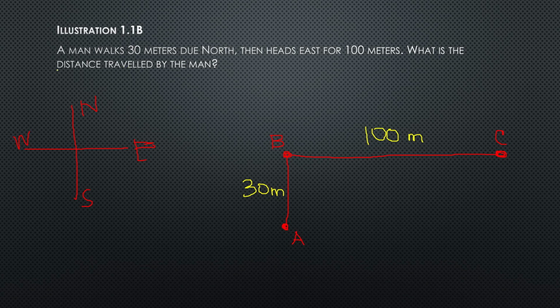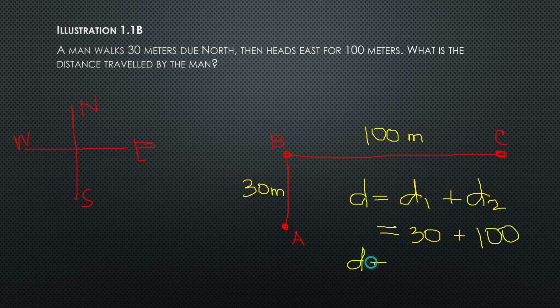Now, the question is, what is the distance traveled by the man? The distance is the actual path it travels, so from point A to B going to C. So the distance traveled will be equal to distance 1 plus distance 2. The first distance traveled is due north, which is 30 meters, and heads east for 100 meters. So its distance traveled is 130 meters. So this will be the final answer.